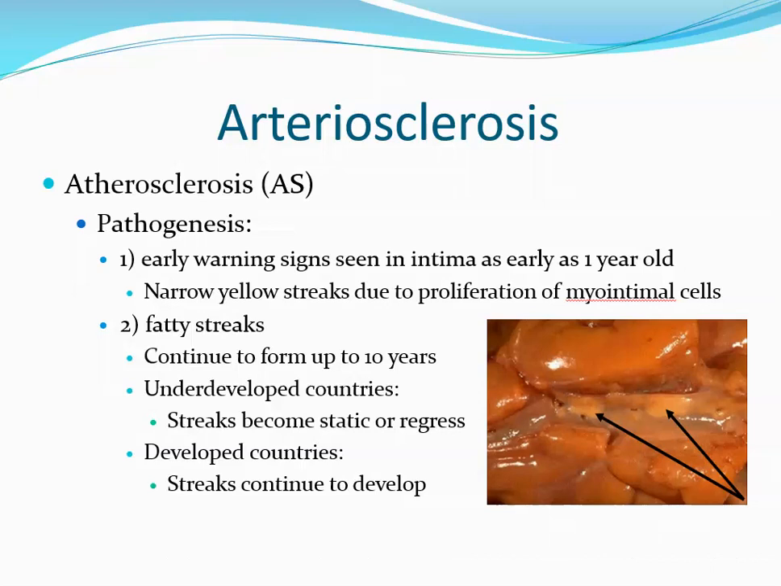Then, for about the next 10 years, fatty streaks will continue to form. By the age of 10, roughly 10% of the aorta's surface is streaked. In underdeveloped countries, these streaks become either static or regress. However, in developed countries, these streaks will continue to develop.